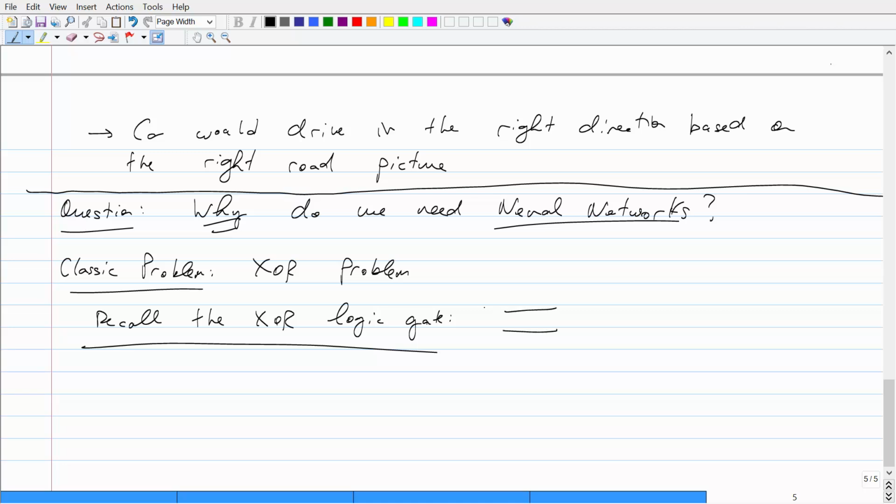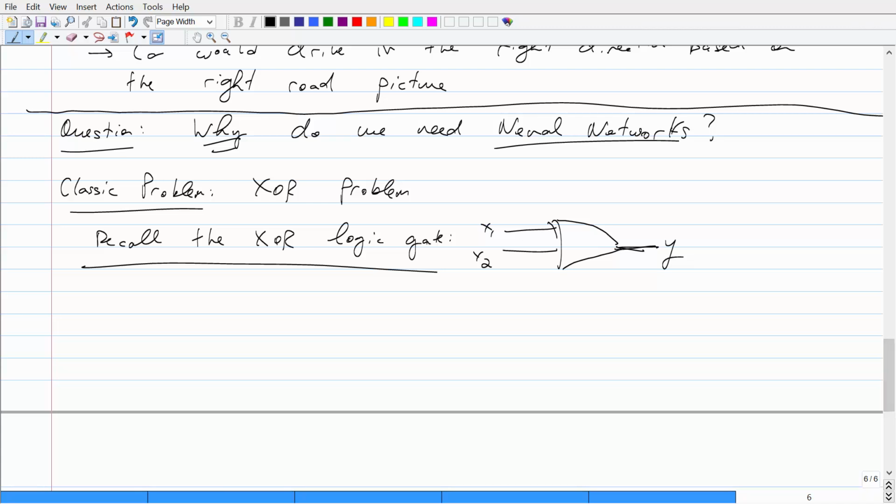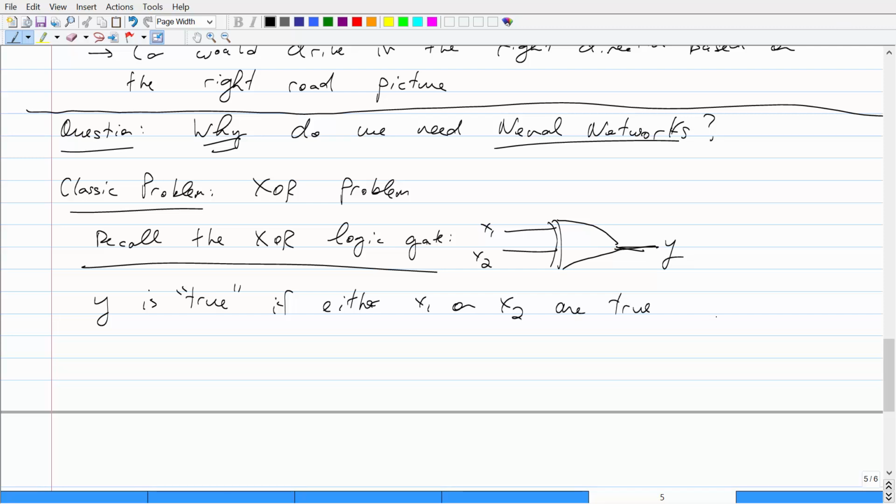So it looks like this. You've got two inputs, X1 and X2, and then it looked like that, right? This is the XOR logic gate. Okay, so Y is true, just making sure you're paying attention, if either X1 or X2 is true, but not both. So that's basically the whole premise of an exclusive OR.